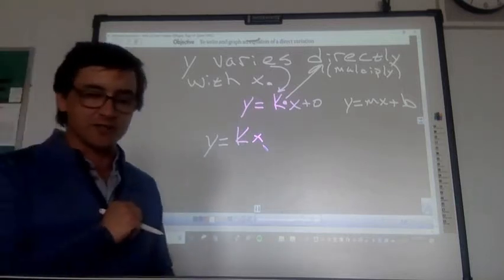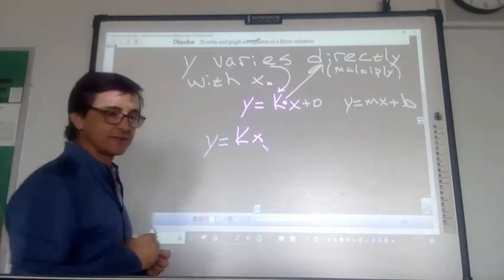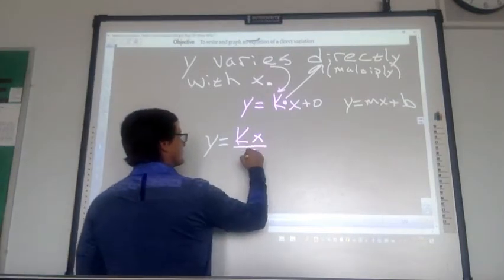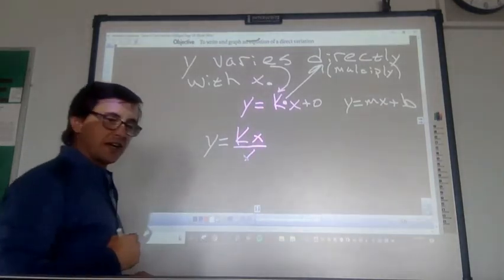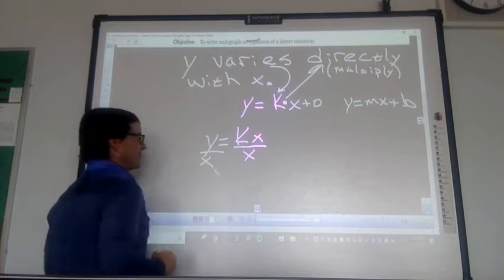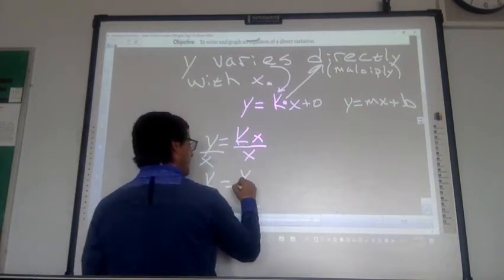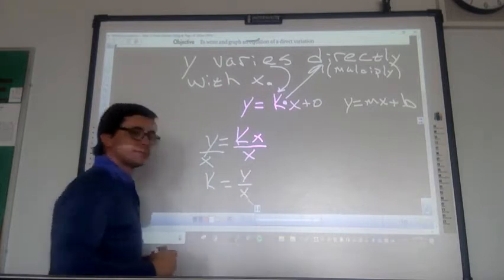The question was, just for everyone else who may have forgotten, how do we solve for k? Divide by x on both sides. So in this case, k equals y over x.